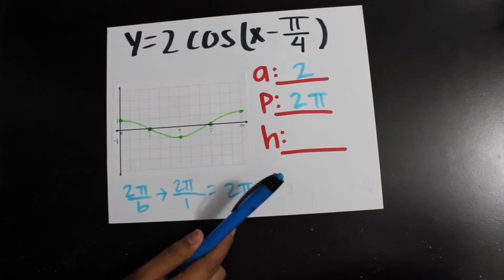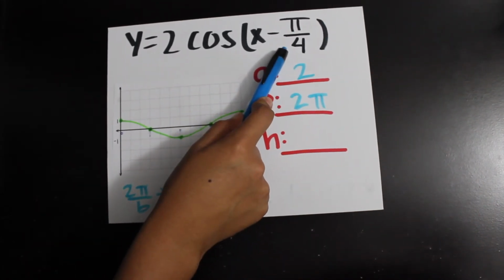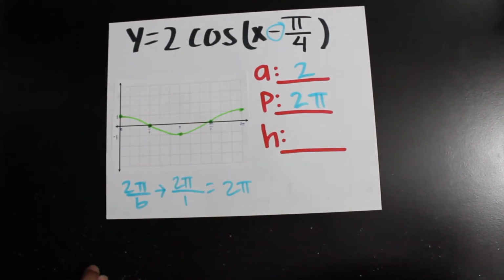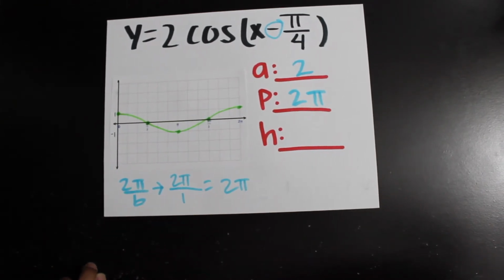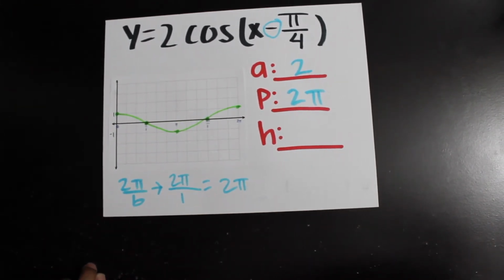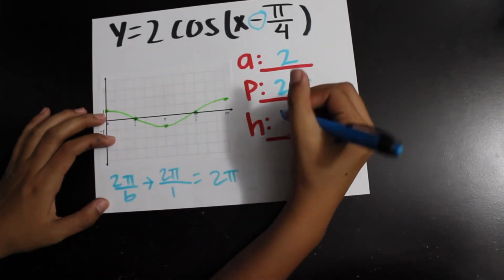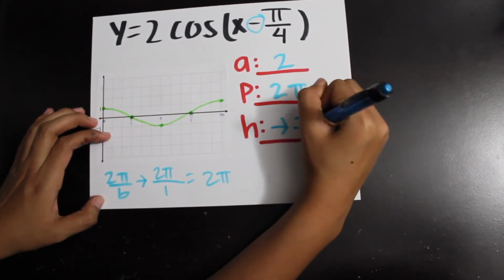And for the horizontal shift, that would be here, pi over 4. But with this sign, we always have to keep in mind we do the opposite of what it says. So if it says minus pi over 4, that means while graphing it, we would go to the right pi over 4.